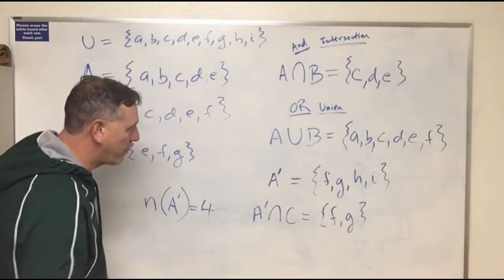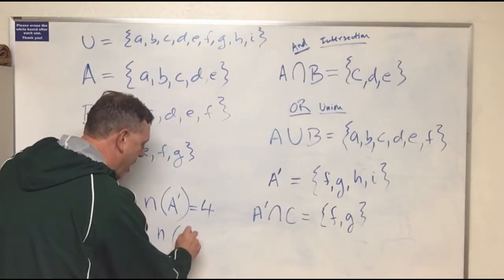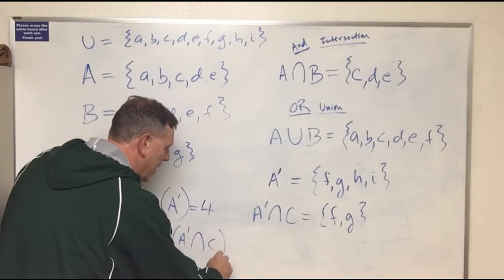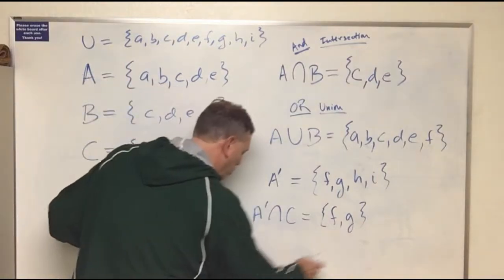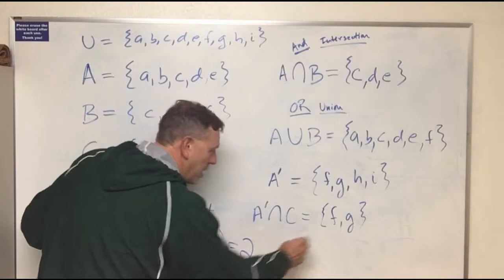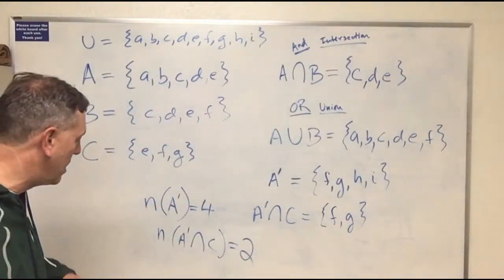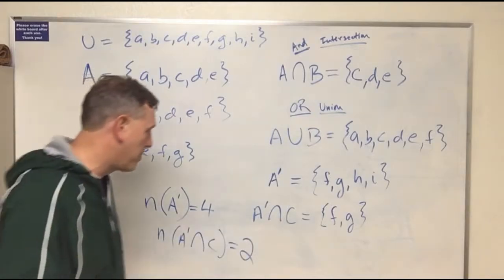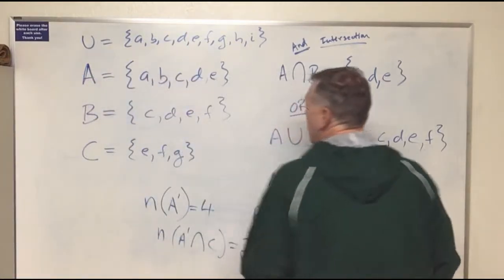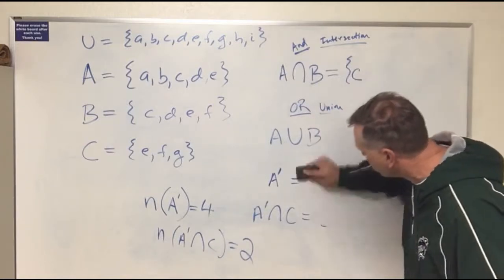See that? So for instance, if I ask you what is the number of items in A prime intersect C, how many elements are in there? We find there's 2 of them. F and G, there's 2 elements in there. And so the number of items in A prime intersect C is 2. All right, so this is some of the basic things. We can compound these even more.